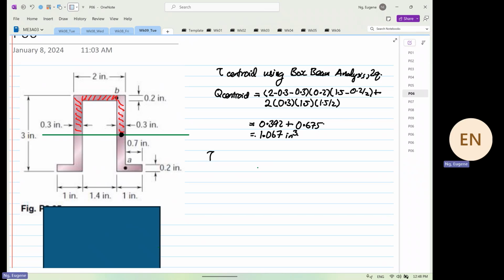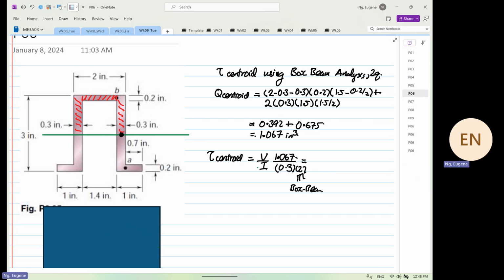So the shear at the centroid is equal to V over I is constant. You got your Q is 1.067. The thickness now is equal to 0.3. So 1.067 divided by 0.3 is equal to 3. Oh, sorry, I forgot to divide by 2. Why do I have to divide by 2? Because it's what?